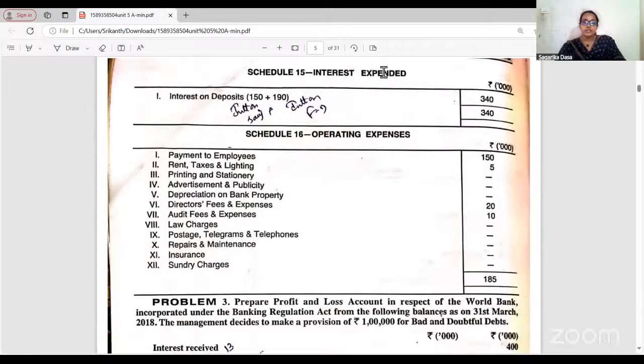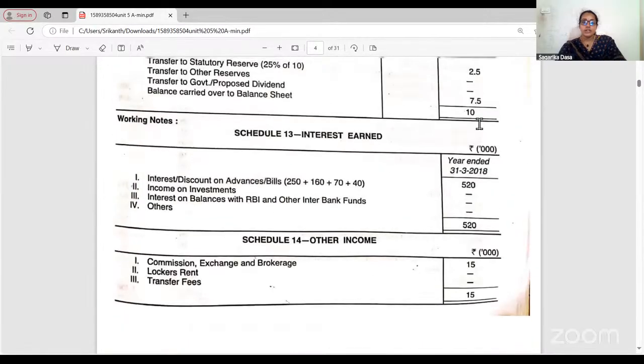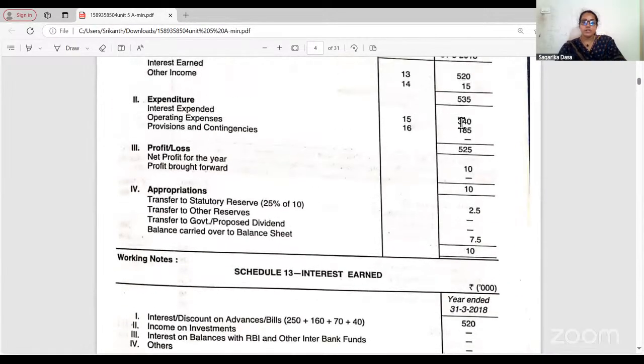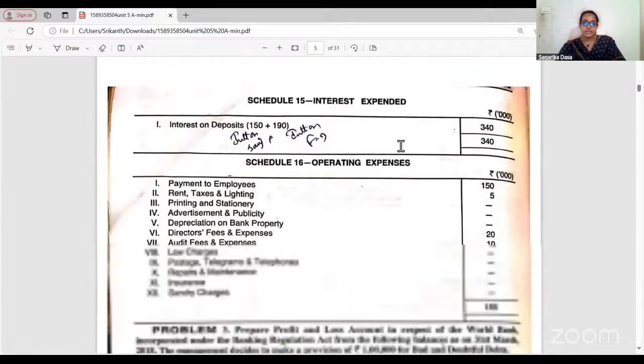Schedule 15, interest expended, that is interest on deposits. One is on savings deposits, one is on fixed deposits. We have 150, 190, so it will come to 340. So 340 you will take in the pro forma. Schedule 15, 340.